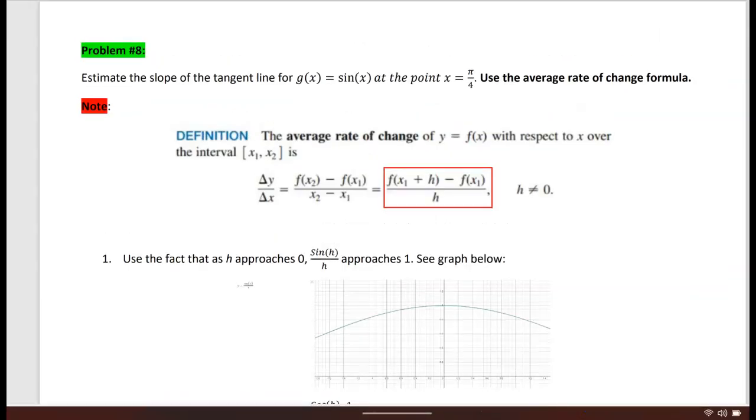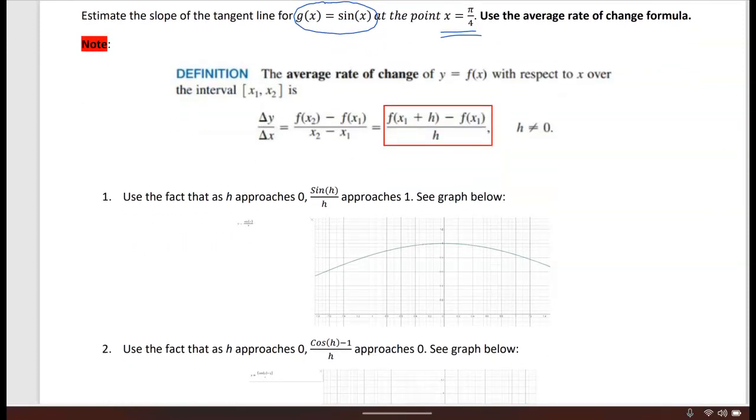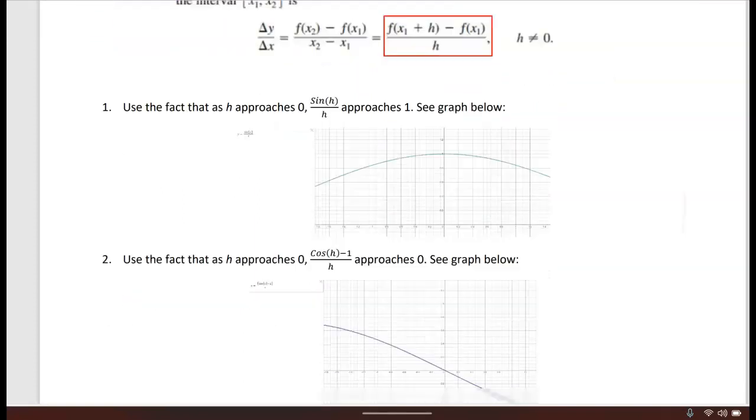Hi class, let's take a look at problem 8. The function that we're given here is a sine function. What they want us to do is to estimate the slope of the tangent line for this function at x equal to pi over 4. So the first step is to evaluate the average rate of change.